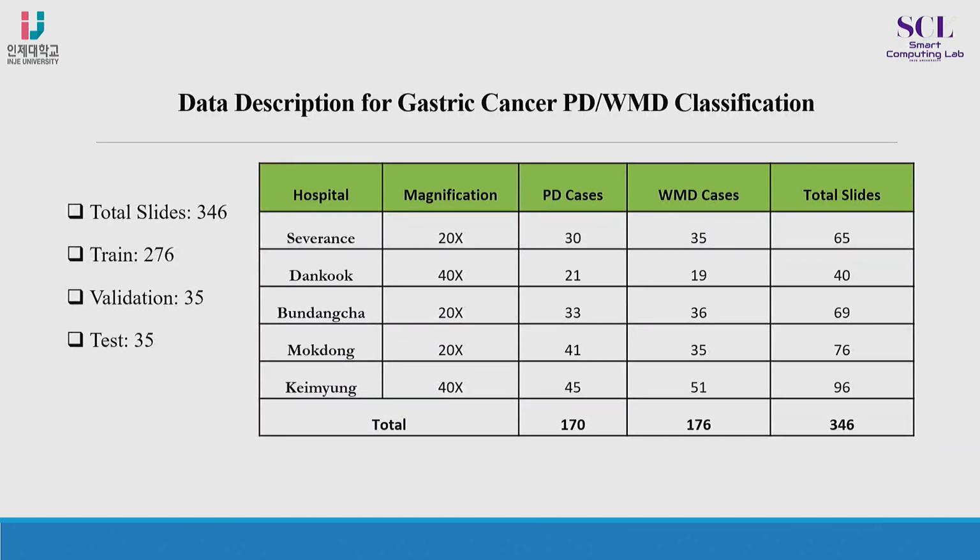And this is for another task, that is PD and WMD classification. We have used 346 whole slide images. Why are we using a limited number? In the previous case we were using around 4,000, or even 5,000 slides, but here we only use 346. Because in this case they have annotated, and based on the annotation we have categorized and selected these slides. Therefore, the number of slides in PD-WMD cases is low.